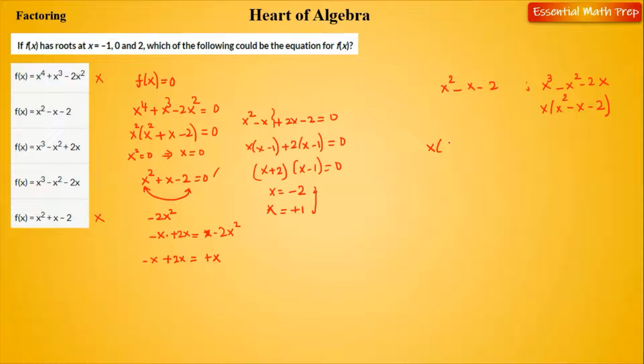So if we say x times (x squared minus x minus 2) equals 0, then x is equal to 0. Okay, so x squared minus x minus 2, again, x squared minus x minus 2 equals 0. So we want -2x squared, but we also want -x. So instead of it being -2x plus x will give you -x, right? So we substitute -2x plus x in place of -x.